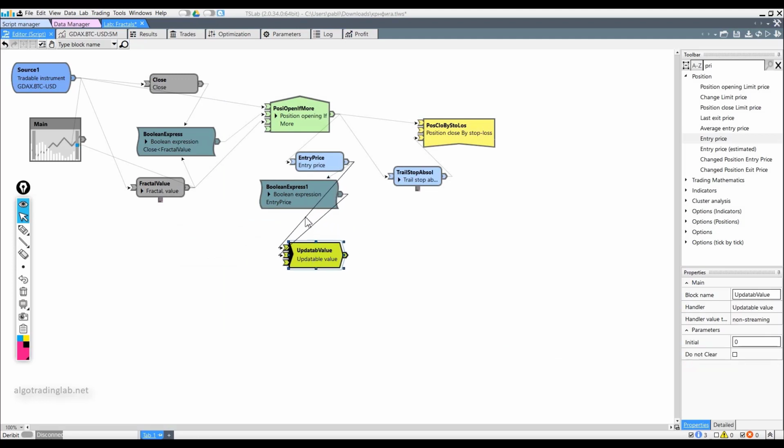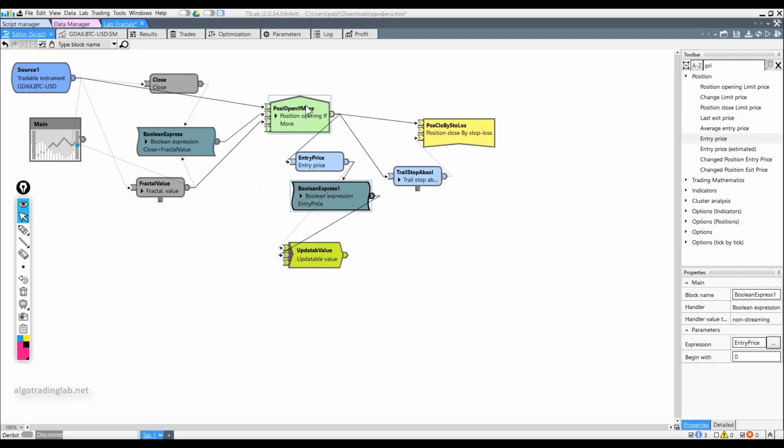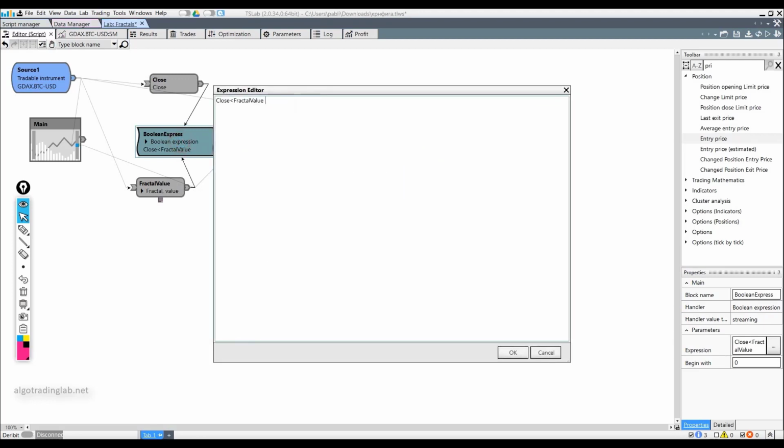OK, thus at the moment when we do not have an open position, the updatable value block will store the price of the previous entry. To avoid opening a new position afterwards, we can now enter the next condition. Note that the entry price of a new position should not be equal to the price of the previous entry that is stored in the memory in the updatable value block.